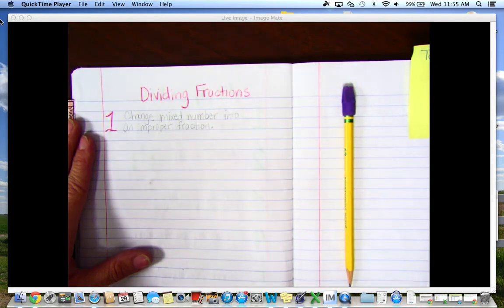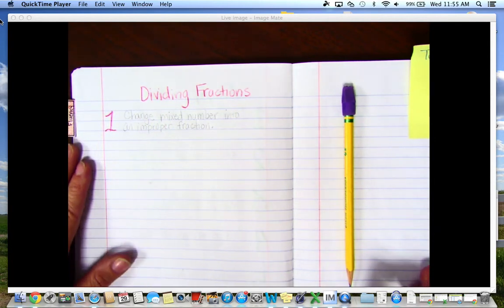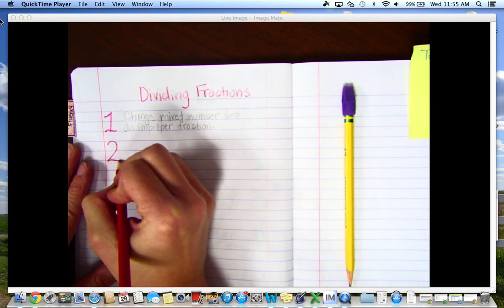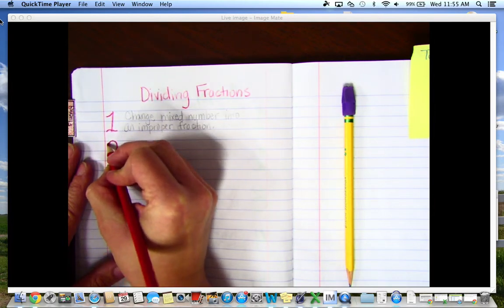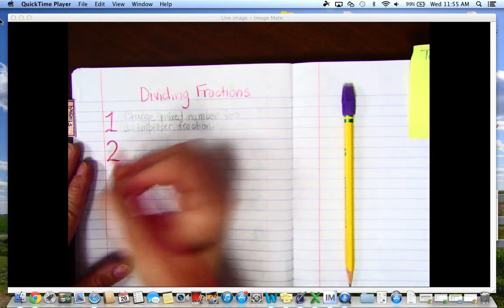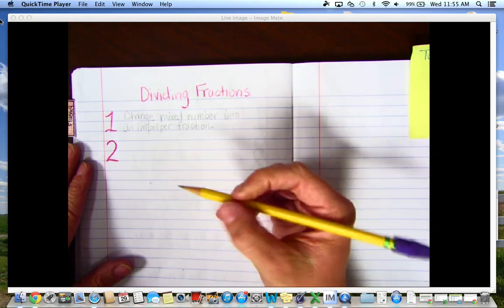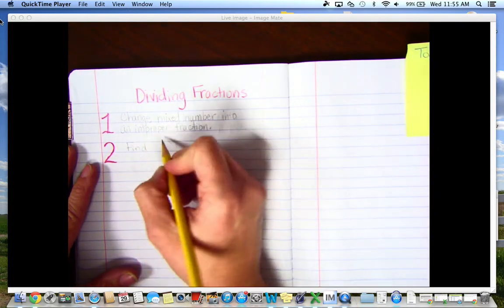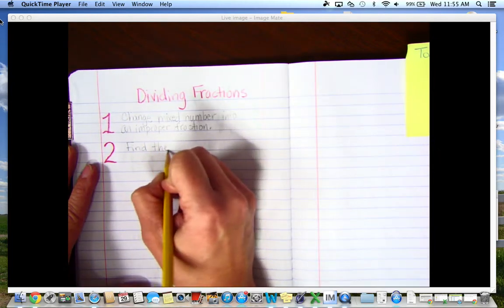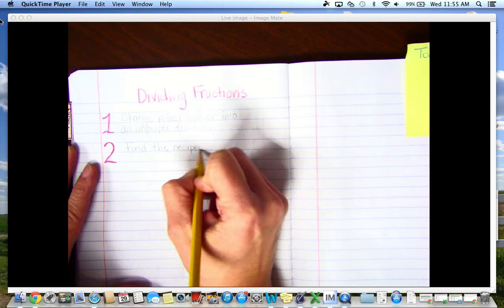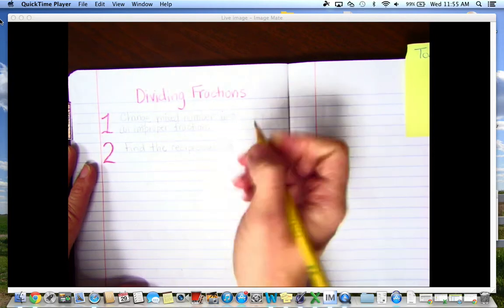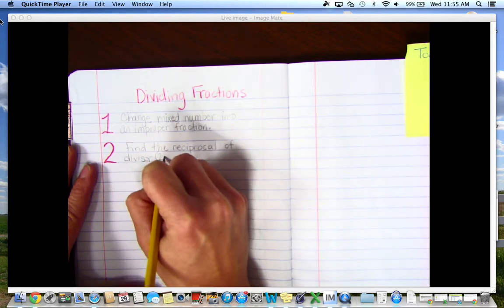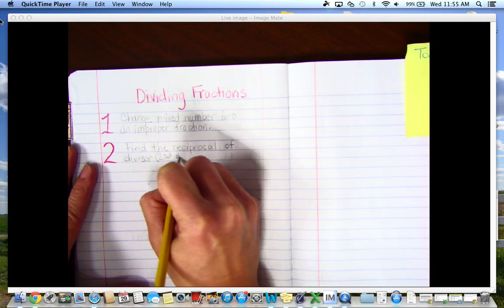I'm going to switch back to my colored pencil. I am going to skip one line and do a 2-line tall number 2. We're going to skip just one line this time. We want to have room to fit all of our steps in here. Switching back to my regular pencil, step number 2 is to find the reciprocal of the divisor. And the divisor, in parentheses, I'm going to remind myself, is the second number.